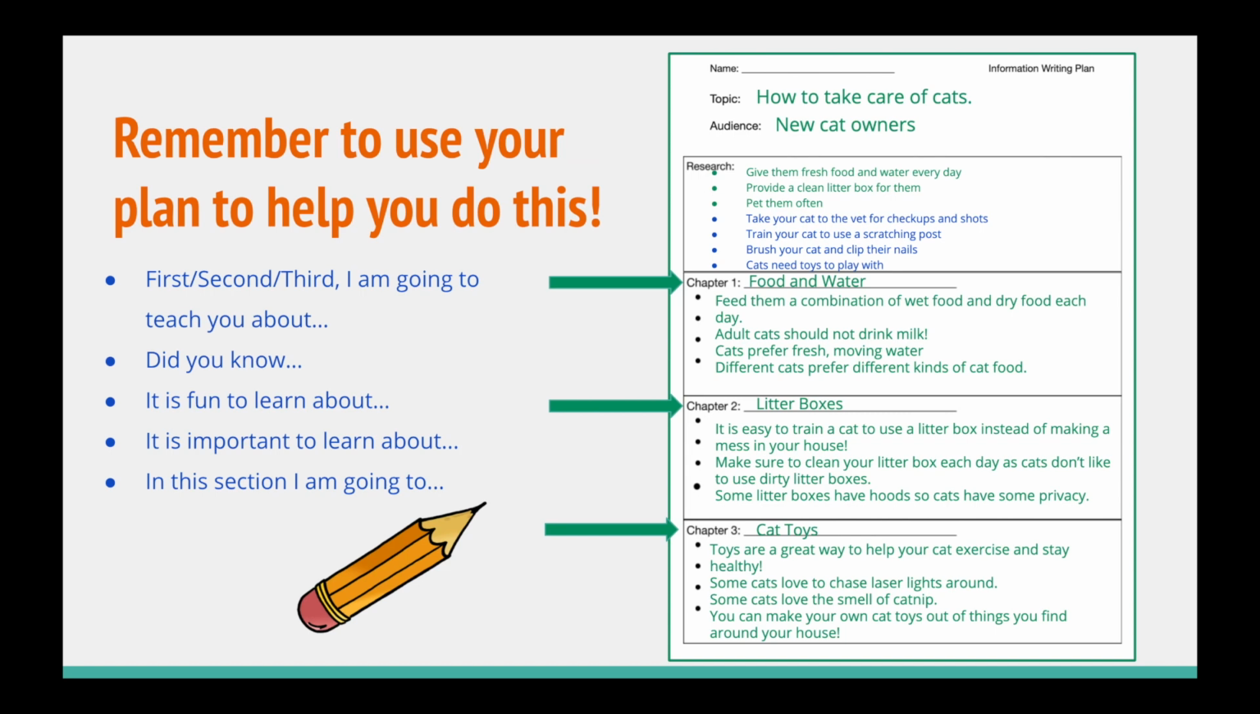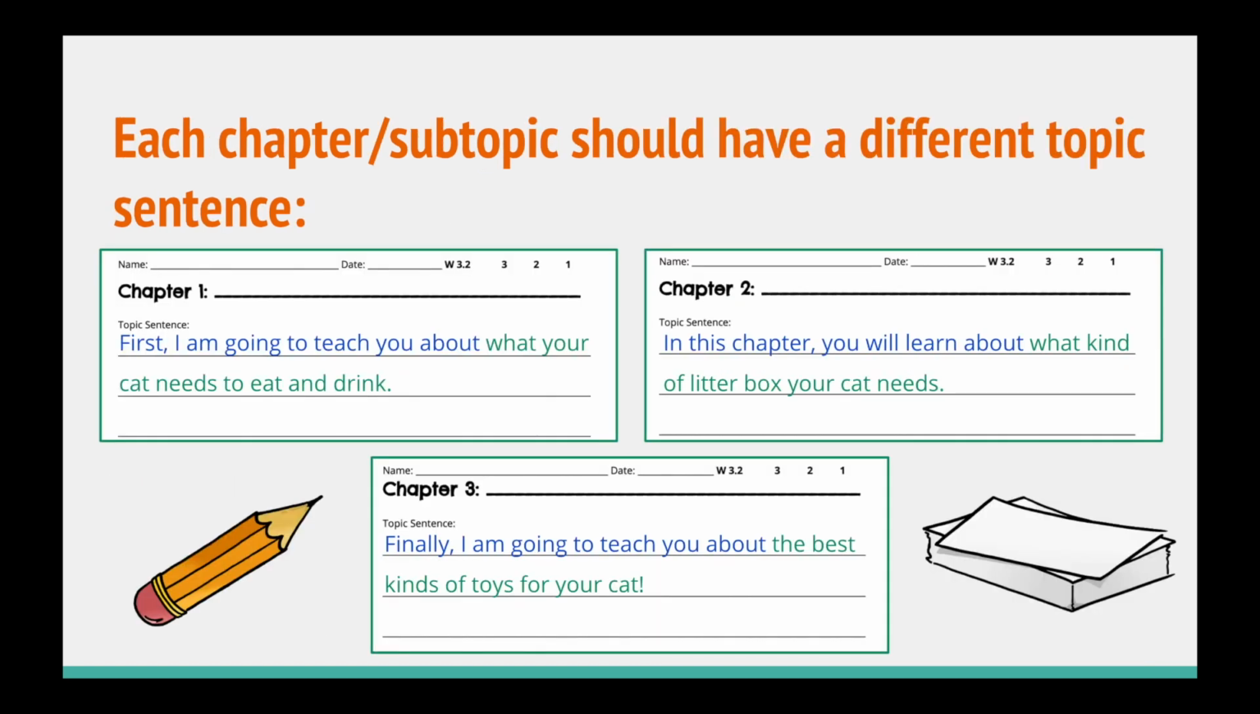Remember, use your plan to help you do this. You've already figured out what your 3 chapters or 3 subtopics are going to be. I already figured out that mine were going to be food and water, litter boxes, and cat toys. So I'm just writing a topic sentence based on what I already planned. Each chapter or subtopic should have a different topic sentence.